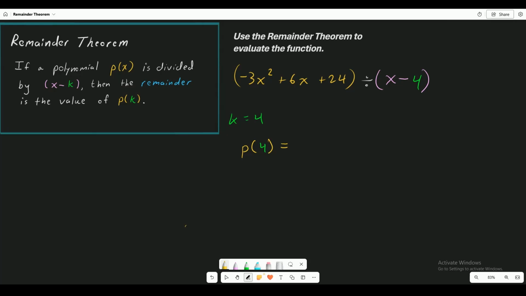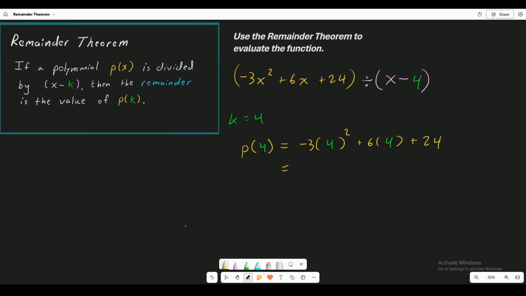All right, let's get our remainder going. So negative 3 times k squared plus 6 times k plus 24. Now I'm going to plug in my 4's in here. All right, cool.